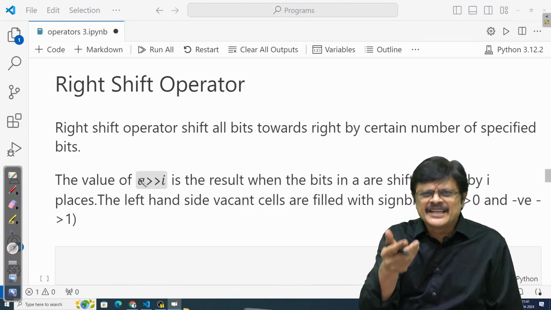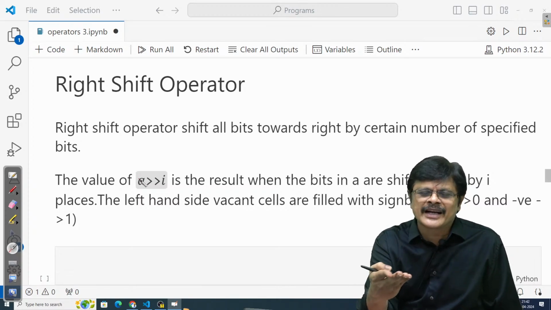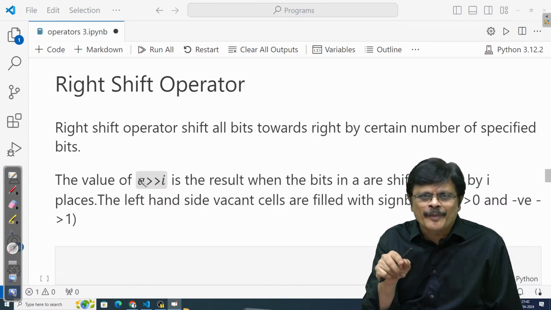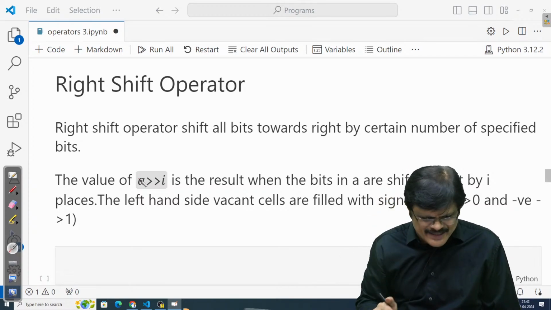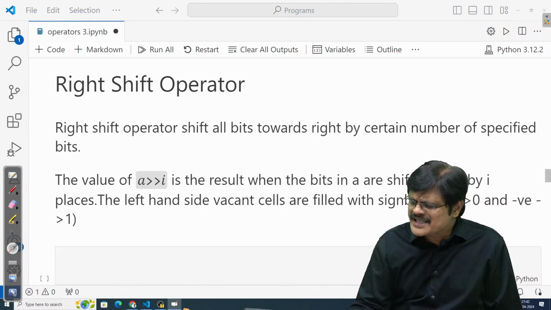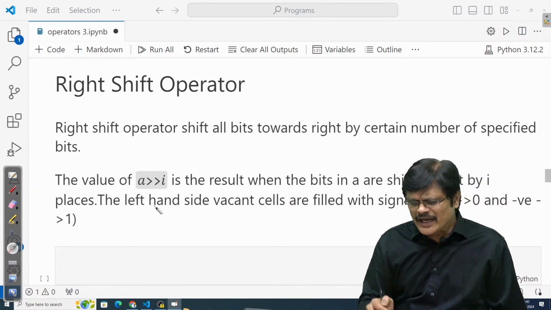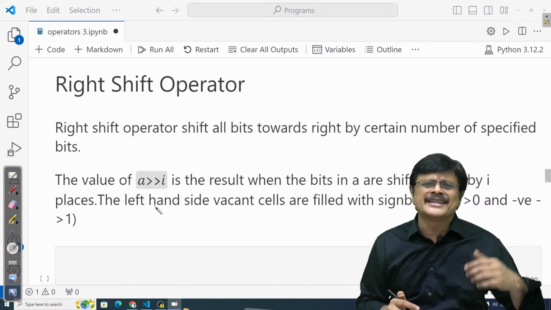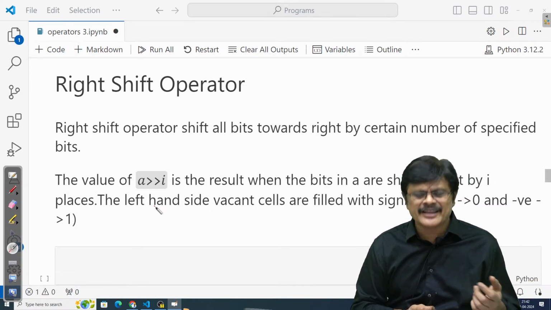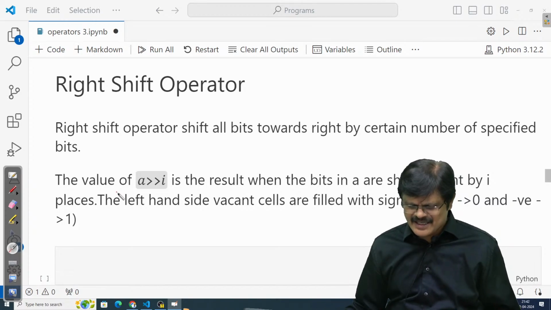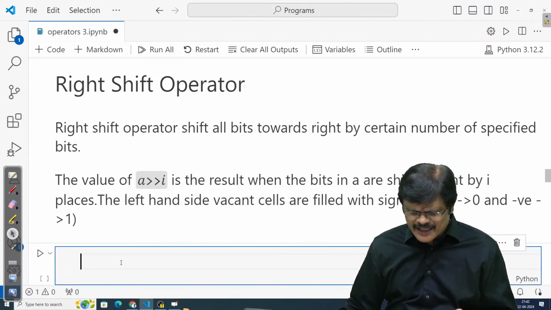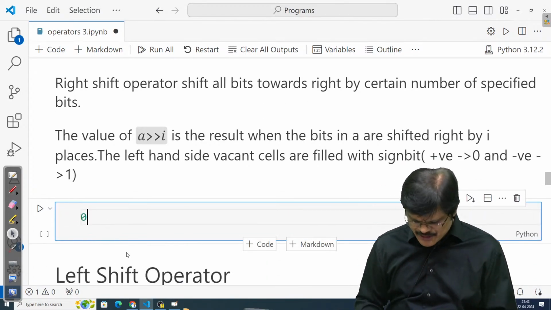The number, generally an integer, or directly you can write the binary format of the number, and you have two greater than symbols, that is the right shift operator, and I means the specified number of bits. So whenever you give the number and the specified number of bits, the result is when the bits in A are shifted right by I places. The left hand side vacant cells are filled with the sign bit. That is, if it is a positive number, they are filled with 0. If it is a negative number, they are filled with 1. So that is what happens, my dear friends. But as I told you, Python has arbitrary precision. Generally, you may not be able to identify this, so let me just show you.